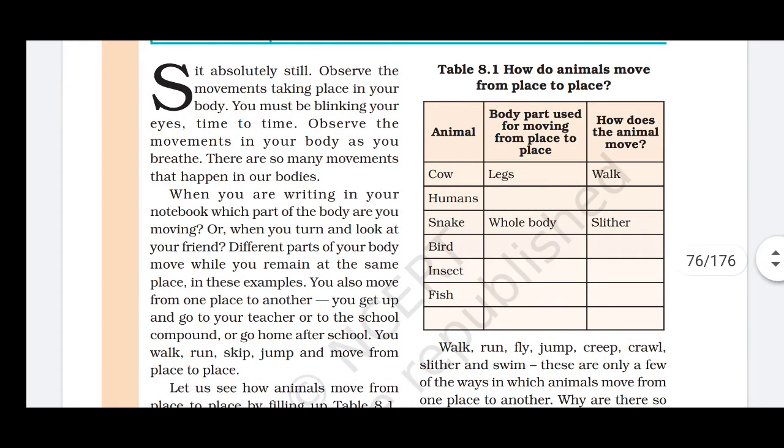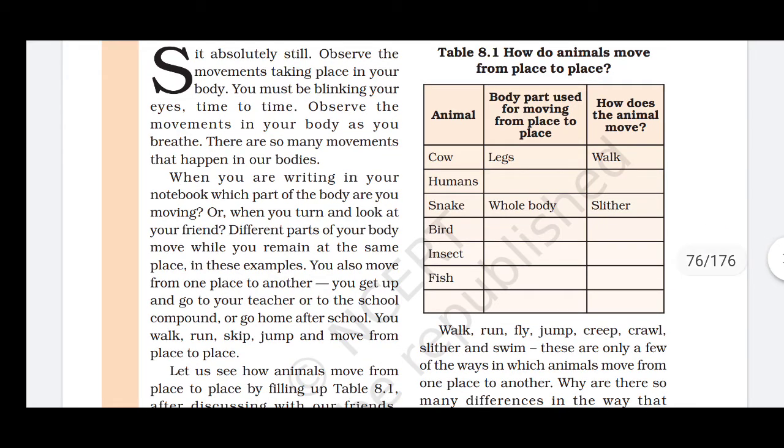Now, the third example is somewhat different. The body part used for moving from place to place for snake is the whole body. You know this. Snake does not have legs. Snake uses the whole body to move from one place to another. And how does the animal move? Slither. The way it moves from one place to another is known as slither. So remember this word slither.